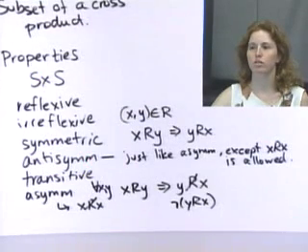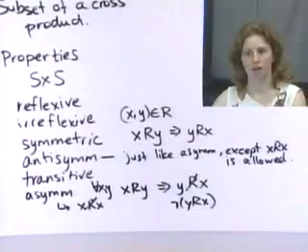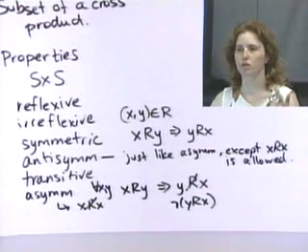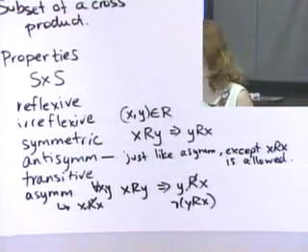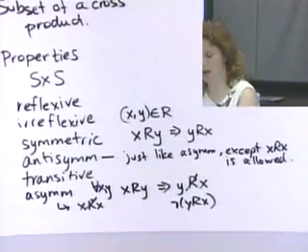Question? Is it possible for a relation to be neither symmetric, antisymmetric, or asymmetric? Yes, it is possible to be not symmetric, not antisymmetric, and not asymmetric. So what would a relation look like if it was that? We can look at a matrix and tell. So 0, 1, 0, 1.